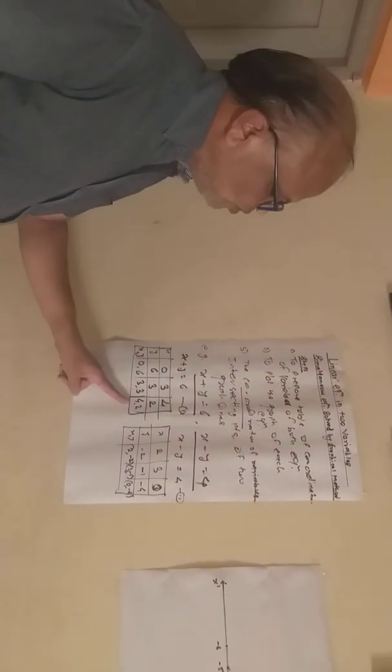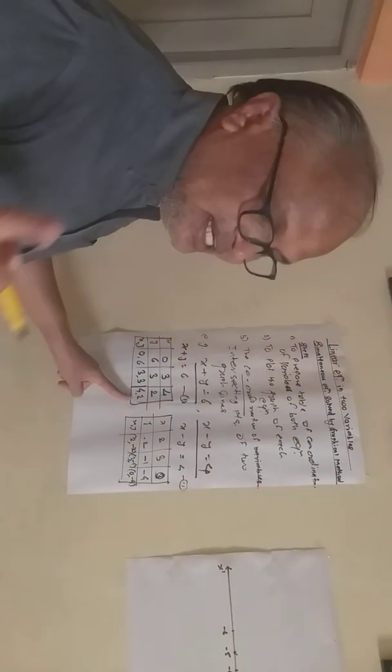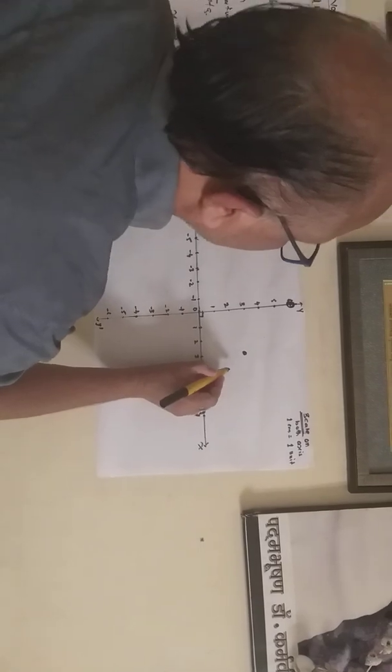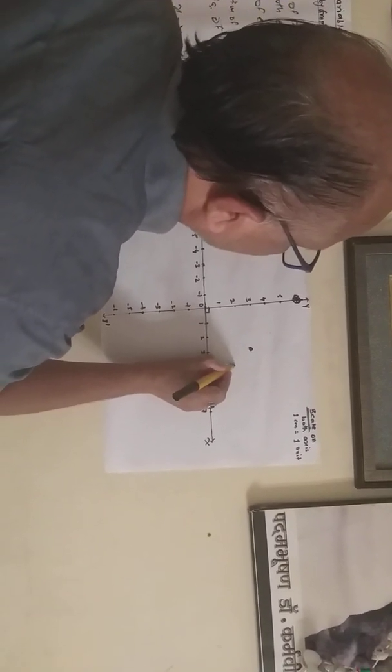Then the next pair of coordinates is 4, 2. Both are also positive coordinates. That's why it is also located in the first quadrant, no doubt. The x coordinate is 4 and the y coordinate is 2. So this point is here.